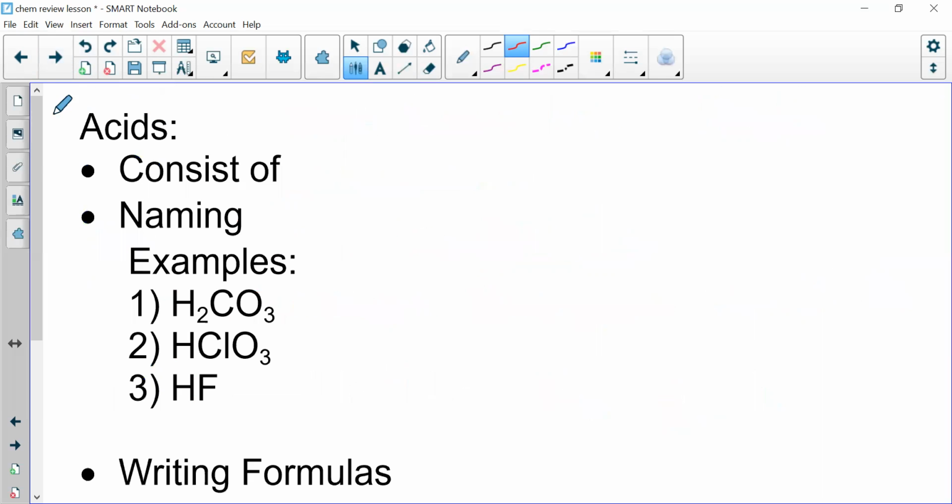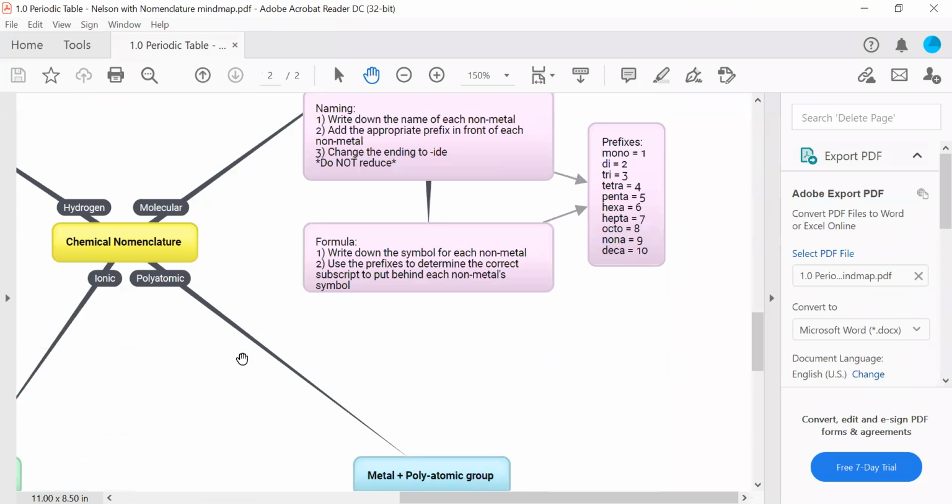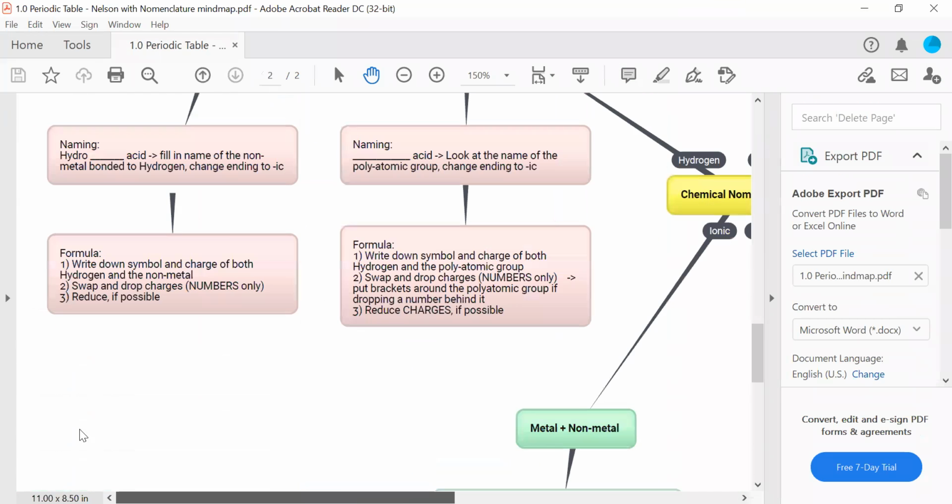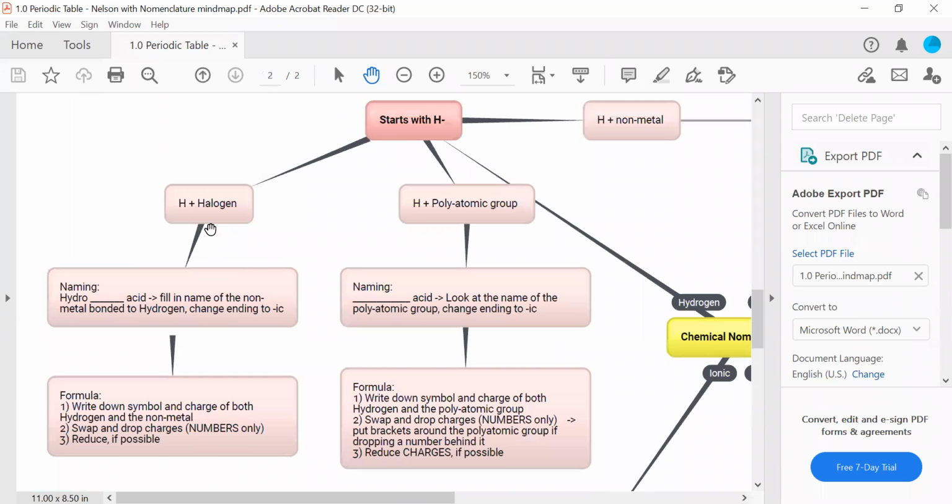Okay. I wanted to also just include acids because that seemed to be one that we got a little bit stuck on in the unit. So remember, acids are on the back of the periodic table. So they're going to be over here on the left. If you have hydrogen with a halogen, follow the far left. If it's hydrogen with a polyatomic ion group, follow this other path here.